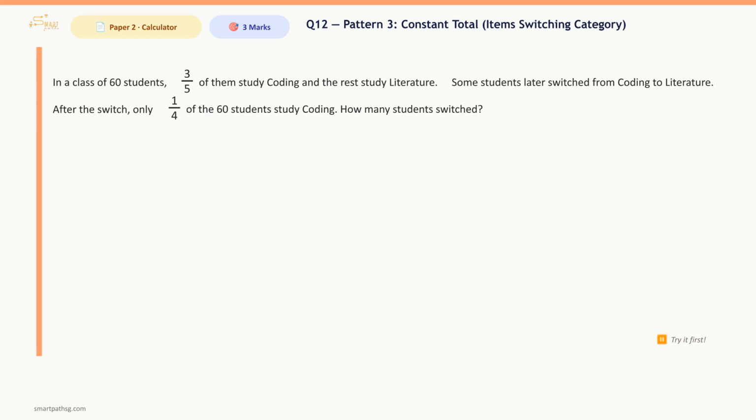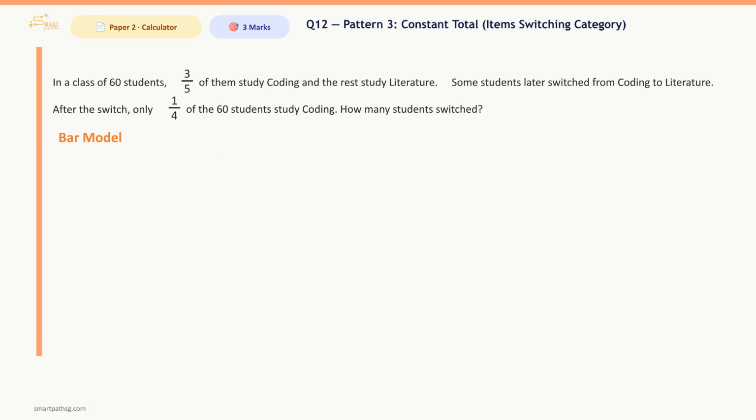In a class of 60 students, 3/5 of them study coding and the rest study literature. Some students later switched from coding to literature. After the switch, only 1/4 of the 60 students study coding. How many students switched? Let's first use bar model to visualize this question.